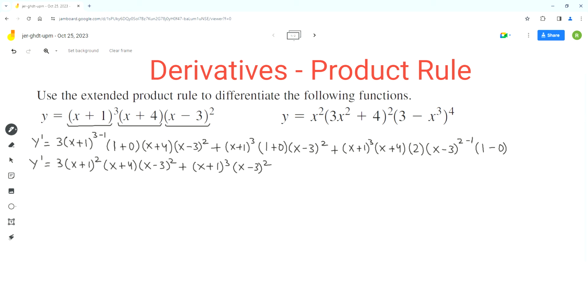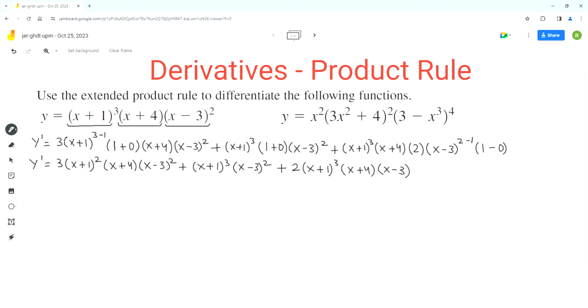Now we can simplify the third part, plus, now we can move this 2 to the front. So we get 2 times (x plus 1) cubed times (x plus 4) times (x minus 3). Now the exponent of x minus 3 is just 1, and we don't write 1 as the exponent, and 1 minus 0 is equal to 1, and multiplication by 1 doesn't change anything. So this can be the final answer for the derivative of the first function using the extended product rule.